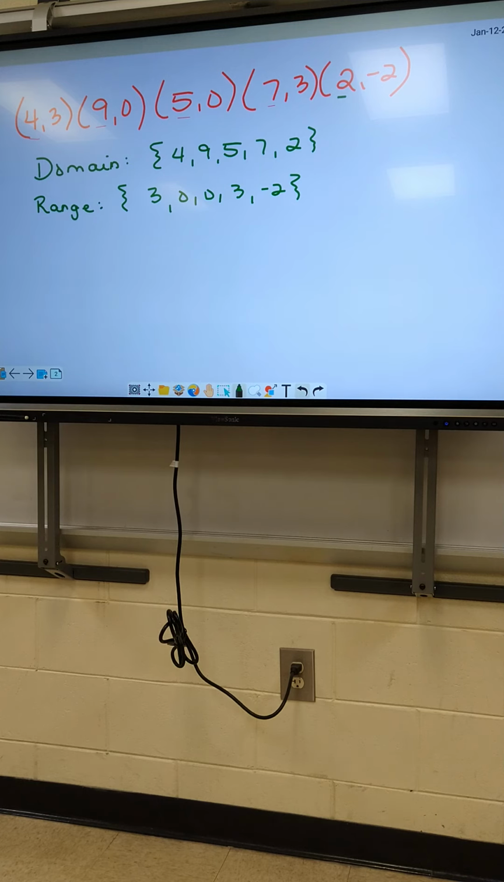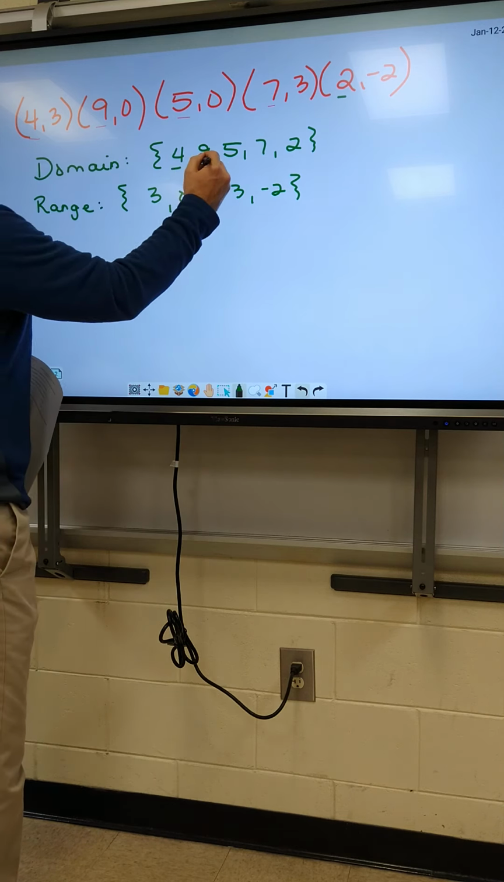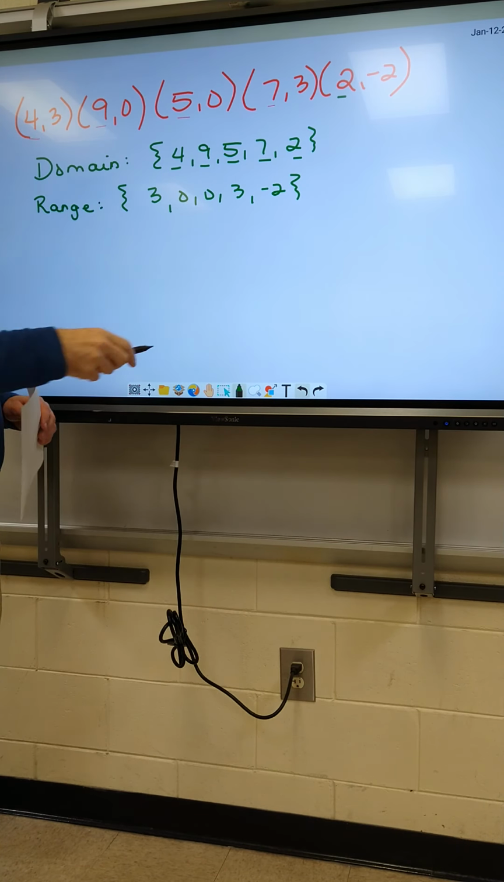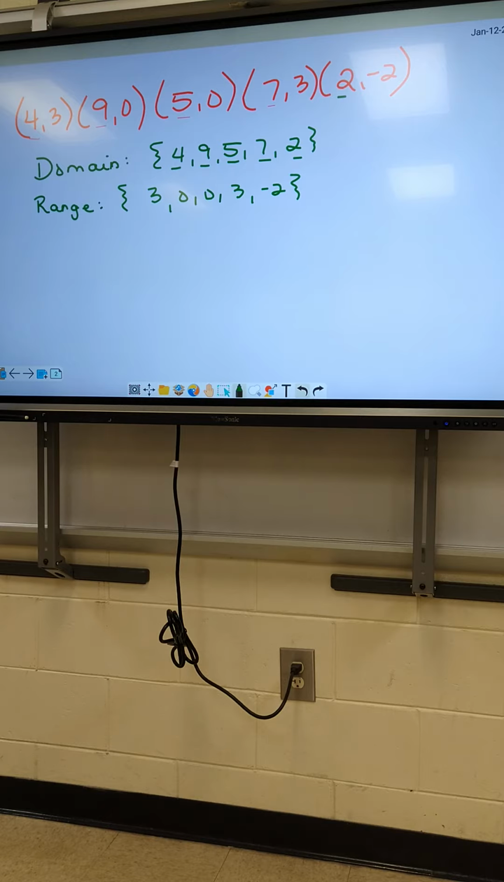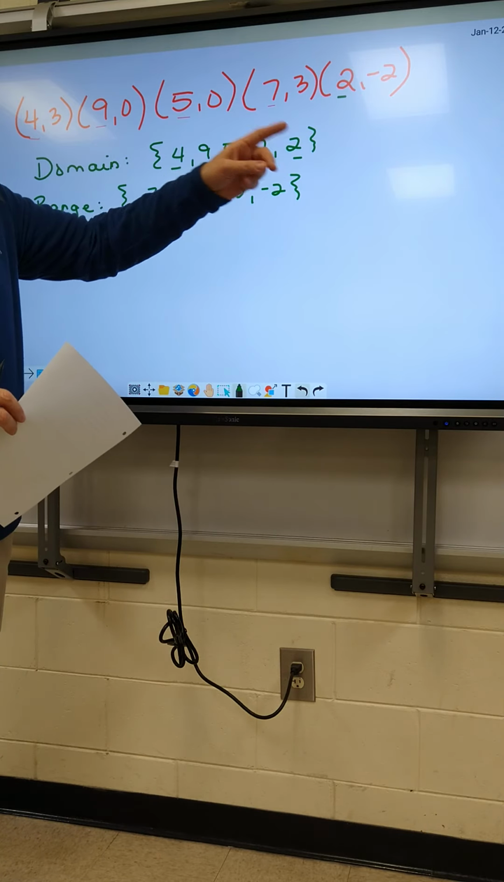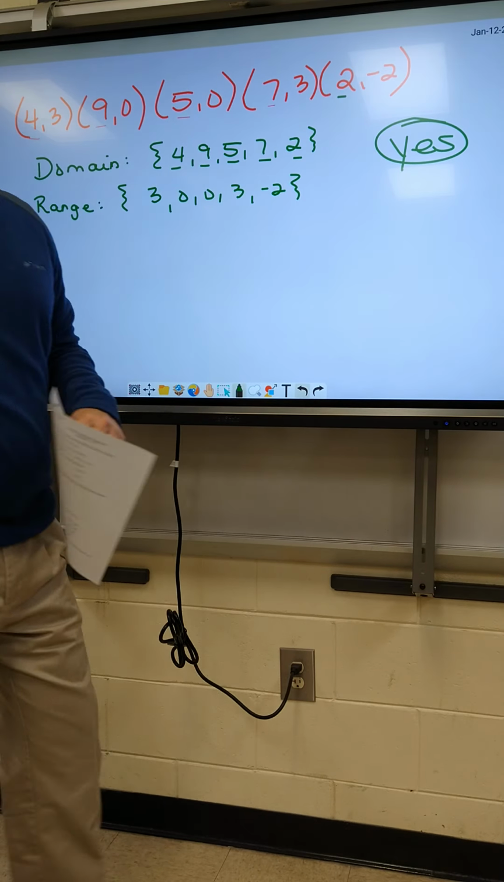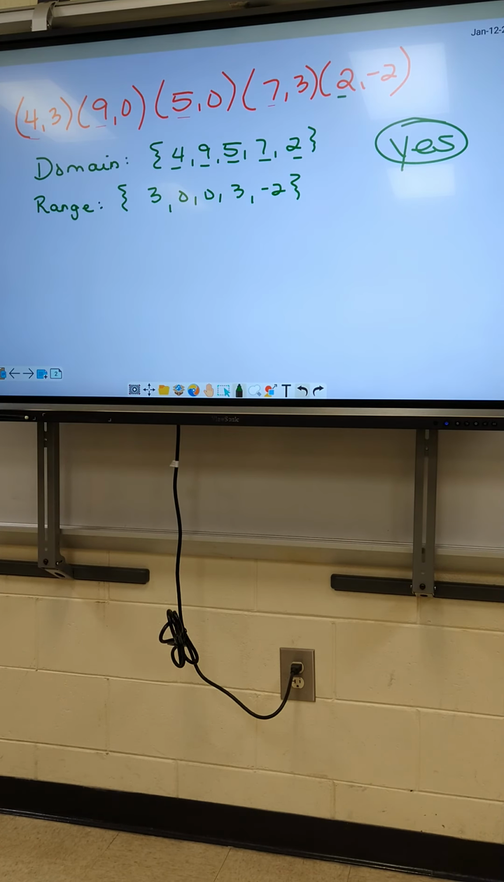All right, last question on number one, tell whether or not this is a function. Do you guys remember when it's not a function? If any number in the x's, doesn't matter about the range, only the domain, if any number up there repeats, it's not a function. So all these numbers are only used one time, so we write yes, this one is a function. If any number is used twice, it's not a function. And you only look in the domain, not the range.